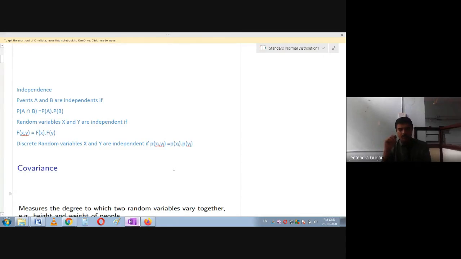Then we come across independence. As we have seen in probability, if there are two events, A and B, they are independent if and only if P of A intersection B is equal to P of A into P of B. Please remember this property. Next, in the same way, two random variables X and Y are independent if and only if f of x,y is equal to f of x into f of y. Please remember this, one of the important properties.